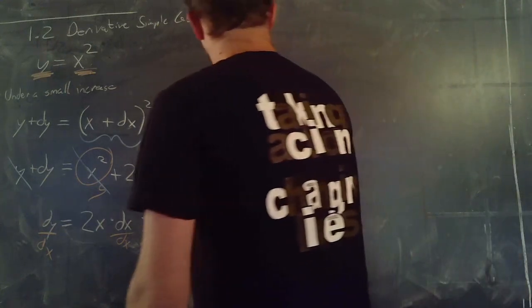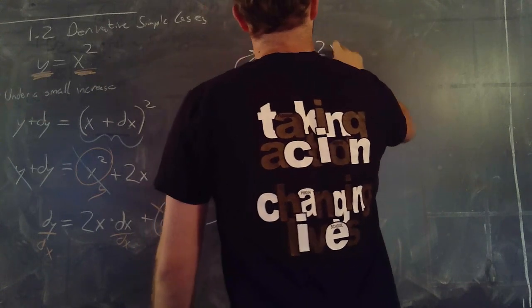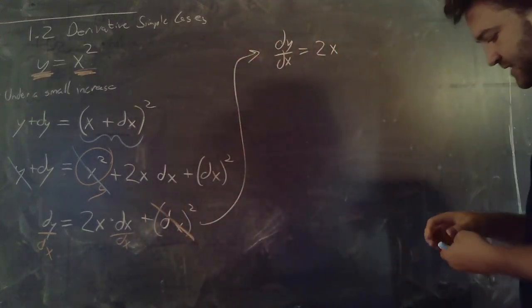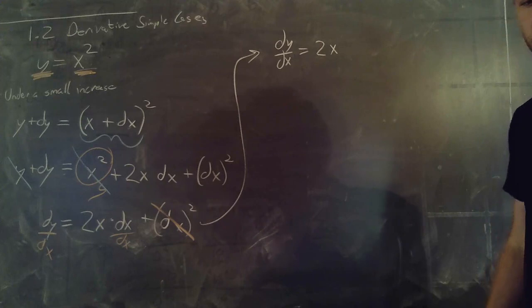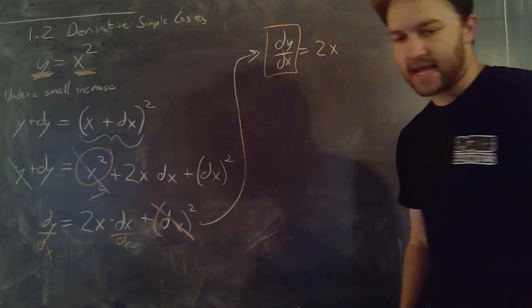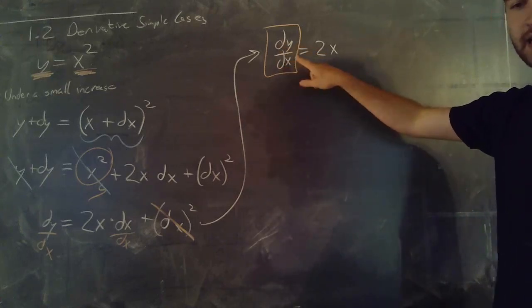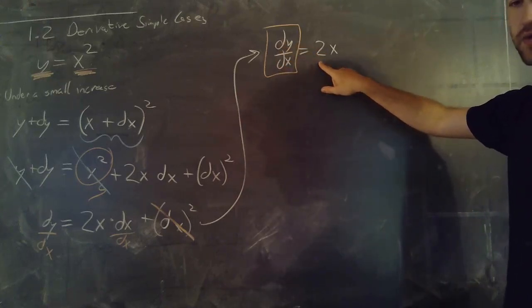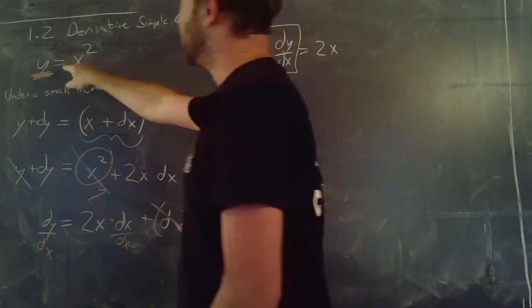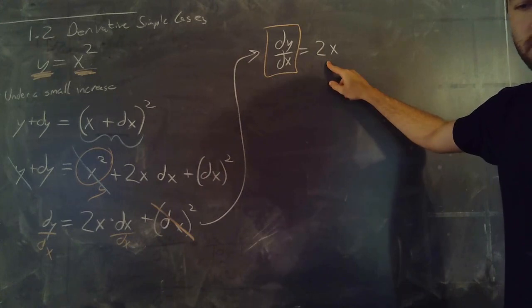So let me bring this over here. We'll have dy over dx is equal to 2x. And as we might recall from the preliminary chapters in 1.1, this dy dx term is just the derivative of y with respect to x, and we see that that is equal to 2x. So the derivative of y equal to x squared is just 2x.